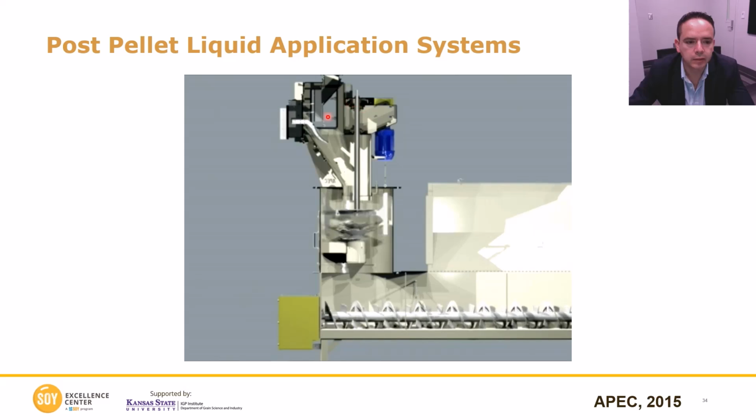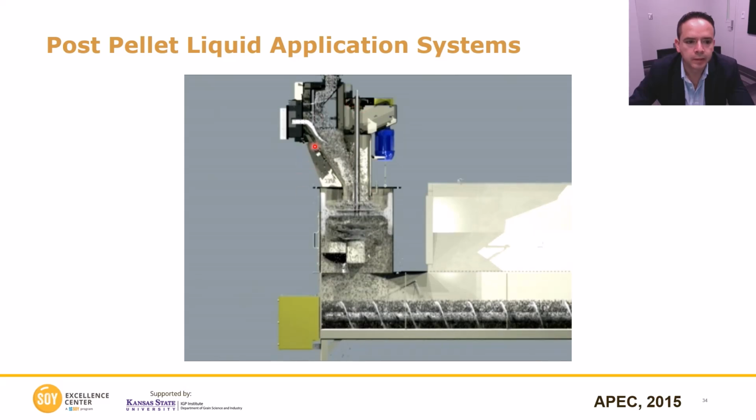And then you're going to see the liquid product falling through it. So you can see the liquid product that is coming this way, and then you can see the inlets of the liquids moving in this direction into the spinning disc and then being applied onto the dry product.